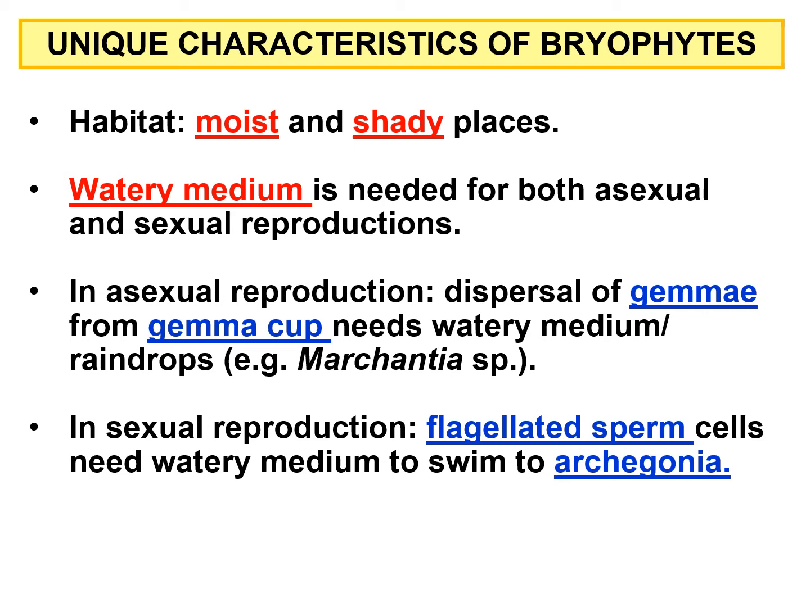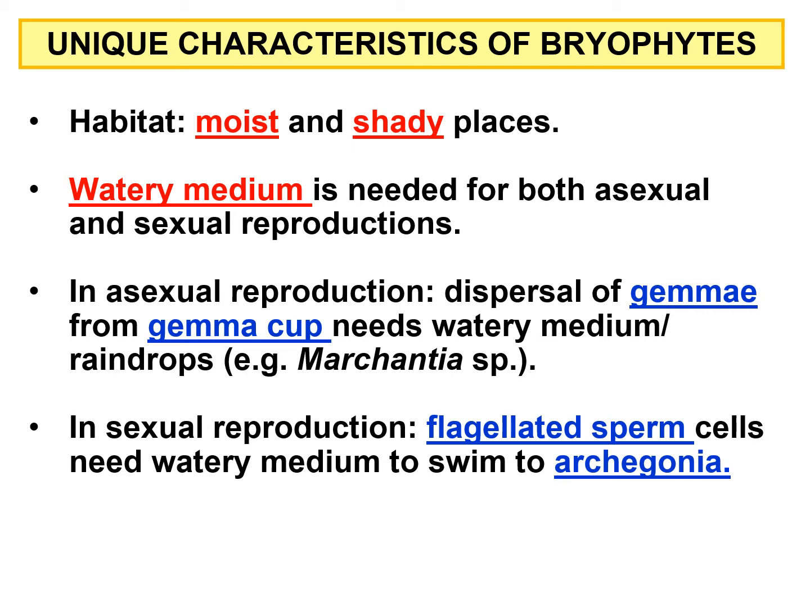In asexual reproduction, the gemma is the kind of spore that the bryophytes have, the Marchantia. Dispersal of gemma from gemma cup needs watery medium such as raindrops. Bila hujan turun daripada langit tu, dia ada percik macam kita nak tuang air tinggi, nak tarik ke apa, kita buat tarik tu. Lagi tinggi percikan ke mula kan, air yang masuk ke dalam cawan tu dia akan terpercik.